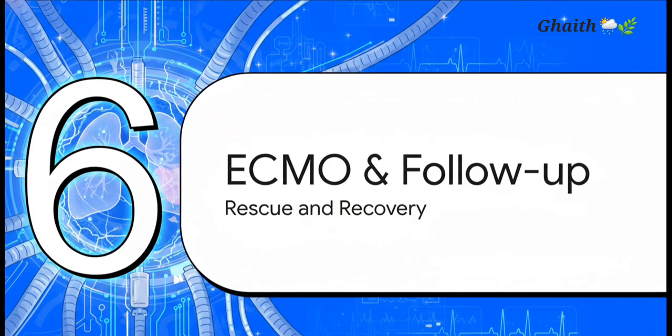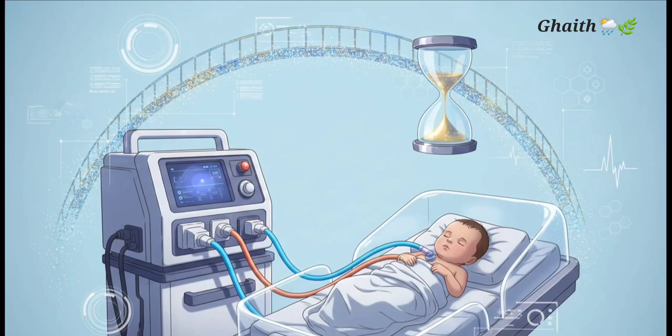Finally, Section 6, ECMO and long-term follow-up, rescue and recovery. For the most severe cases of refractory PPHN, where maximal ventilatory support and inhaled nitric oxide have just failed to resolve the critical hypoxemia, we look to ECMO. The widely accepted institutional criteria are pretty clear: an oxygenation index of 40 or greater, a birth weight over 1,800 grams, a gestational age greater than 34 weeks, a reversible lung disease process, and no evidence of cyanotic congenital heart disease.